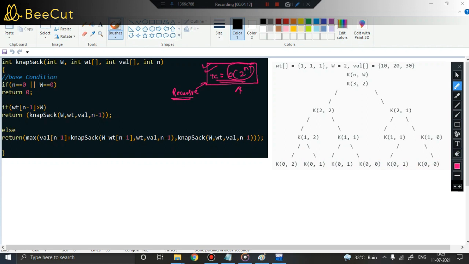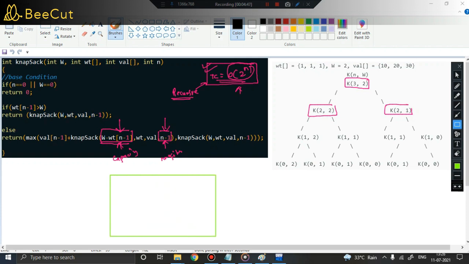You can see at every stage we are observing a change in the knapsack capacity and a change in the number of items. So these are the two parameters that are actually changing. Whenever we make a recursive call on the knapsack function, these are the two parameters which change. What are they? The capacity of the knapsack and the number of items. So it is certain that my table will be formed using these two things only. Which two things?